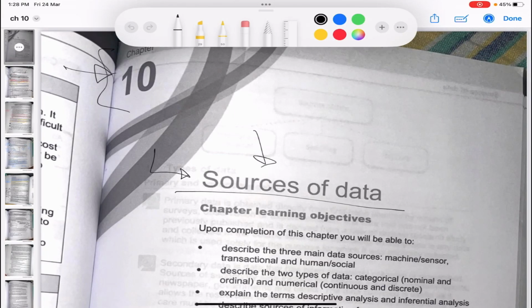Hi everyone, welcome back. This is part 2 of chapter 10, sources of data, of ACCA F2 Management Accounting, and the chapter's name is sources of data.